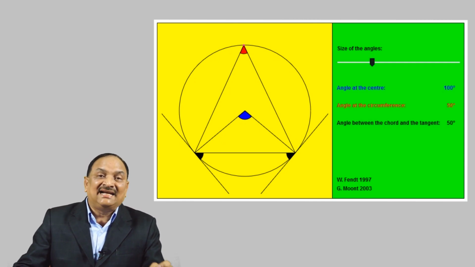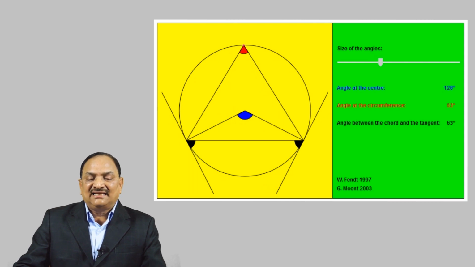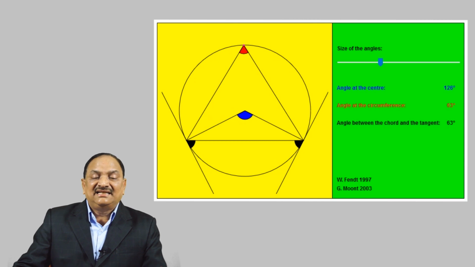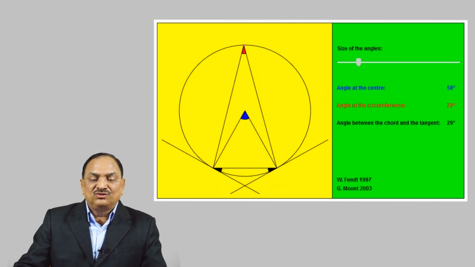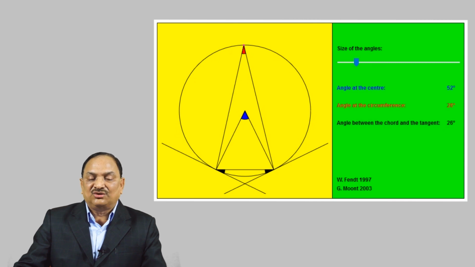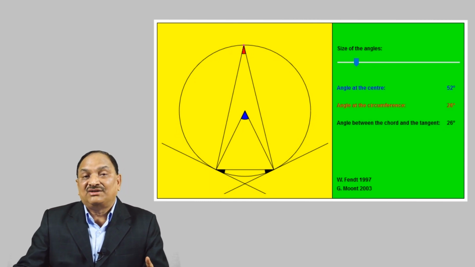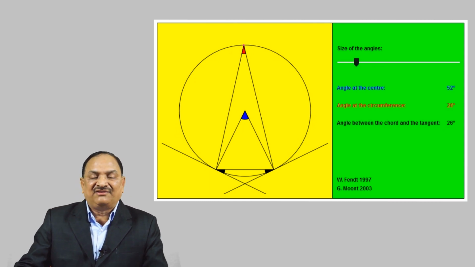I want to change the angle at the center. When I increase the angle at the center, let us say it is 126 degrees at the center. Essentially the angle at any point in the remaining part of the circle is half of that 126 degrees, that is 63 degrees. So this is how we can verify. We can reduce the angle, we can take an acute angle. Now it is 52 degrees at the center, and at any point of the remaining part of the circle it is only 26 degrees, half of 52 degrees.